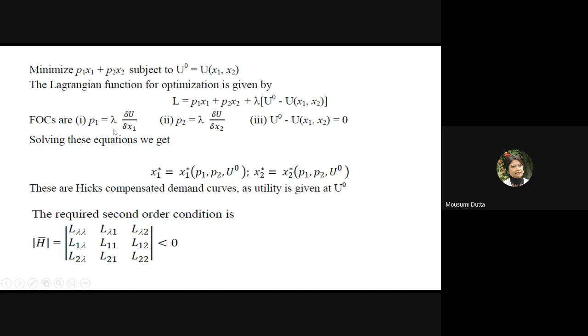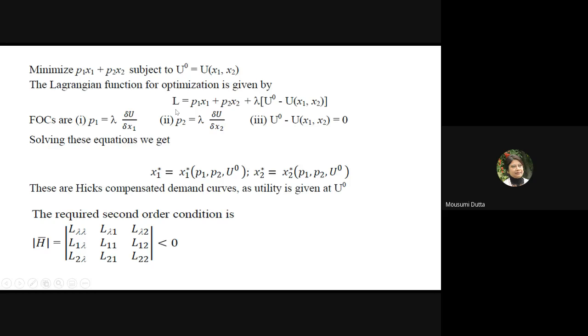Now, from the first expression, del L by del x1, we are getting P1 minus lambda del U by del x1 is equal to 0. From where are we getting all these things? Here the expression is P1 x1, so if I take the derivative with respect to x1, it will be P1. Here plus lambda, but the minus sign is there, so P1 minus lambda, and from this expression del U by del x1. So the first order condition will be P1 minus lambda del U by del x1 is equal to 0. From there, we are getting the expression P1 is equal to lambda times del U by del x1.